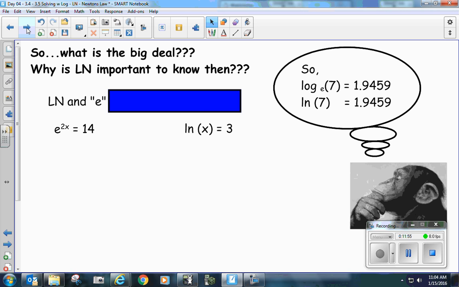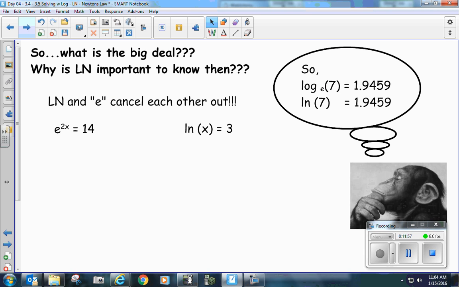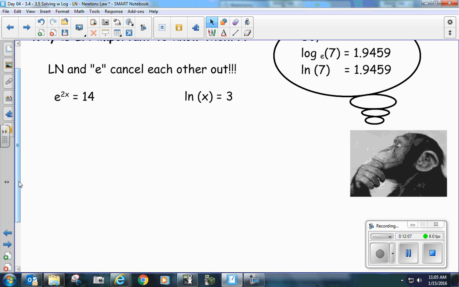So, the big thing I just said is that ln and e cancel each other out. And I will show you 2 examples, and you'll get it. It'll be a lot easier. So, ln and e cancel each other out. It doesn't matter if I have an e and I apply an ln, or if I have an ln and I apply an e. Doesn't matter, they both work.